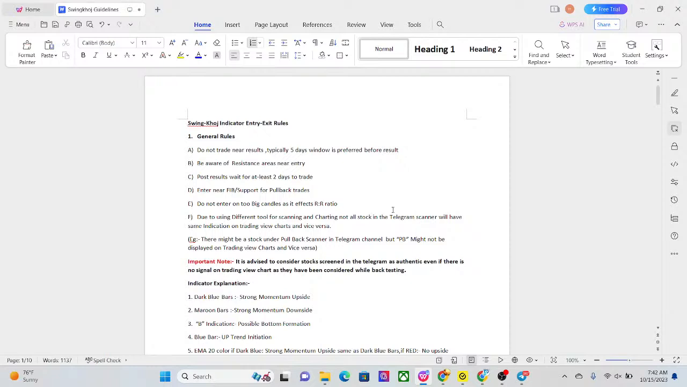You can see this MS Word file. Please say yes if you can see this. Yes, TradingView allows only 3 indicators, but I have combined many indicators in one indicator, so you can use this indicator.